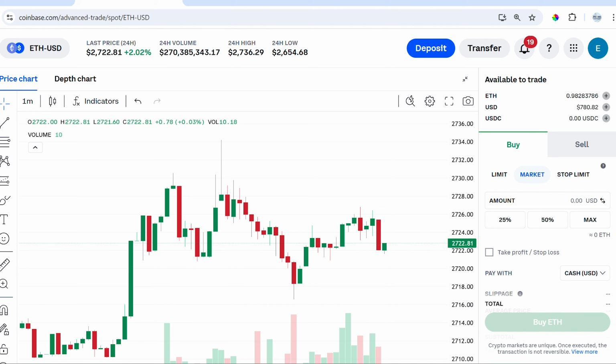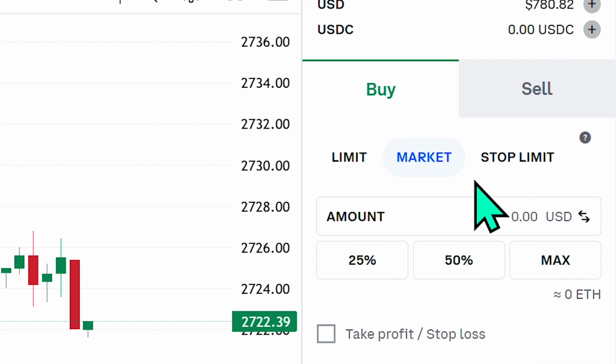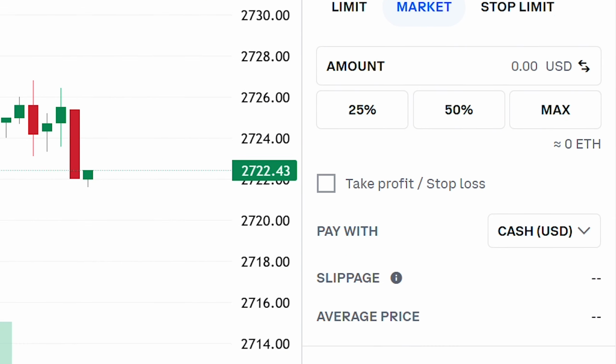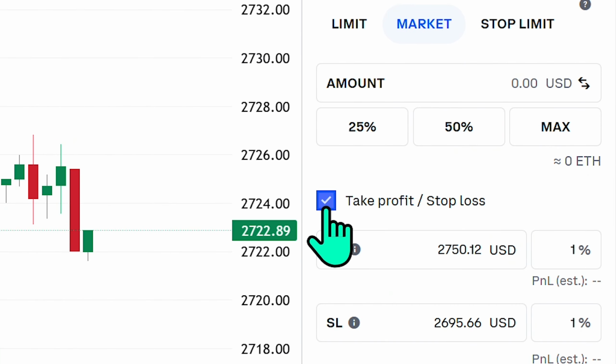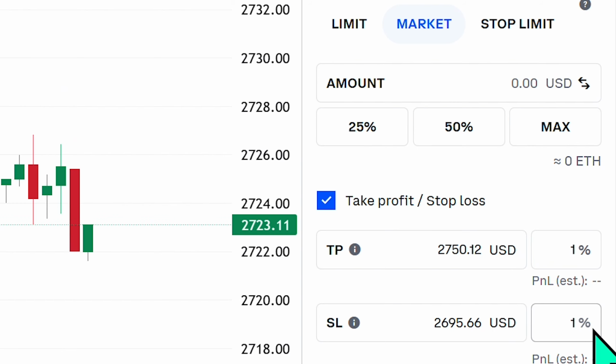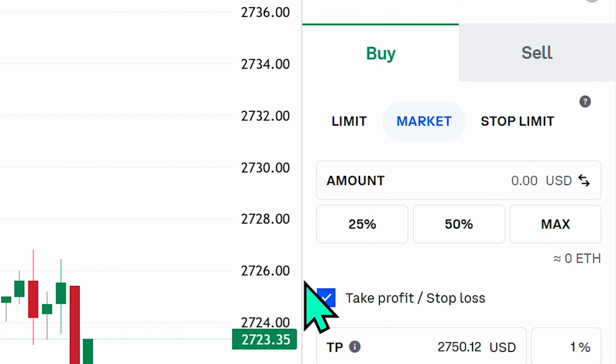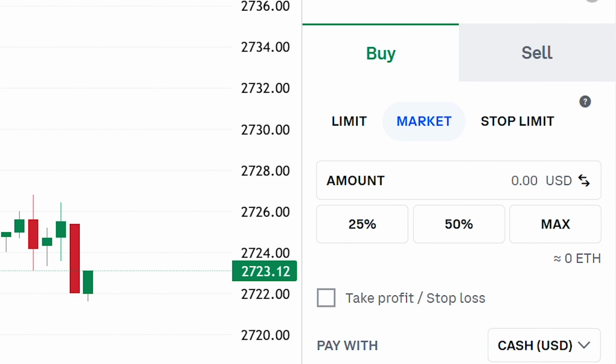So let's use a real life example here. What I'm gonna do is I'm gonna go ahead and buy some Ethereum at the market price, and I'll show you some new features they have here, which is take profit and stop loss, which is super helpful. So let's go ahead and start from the beginning.